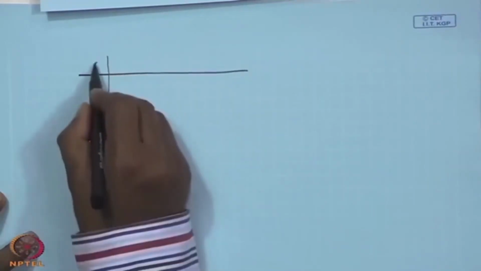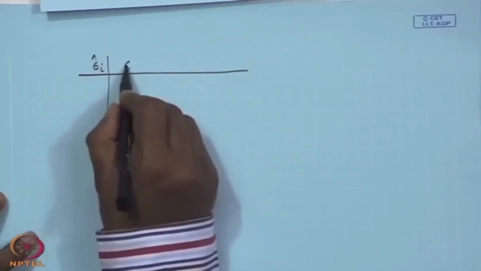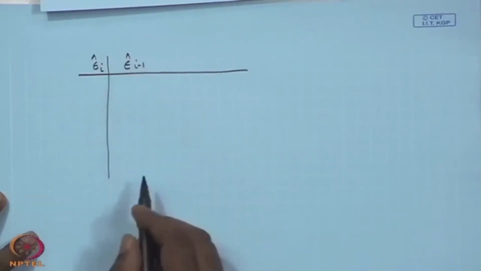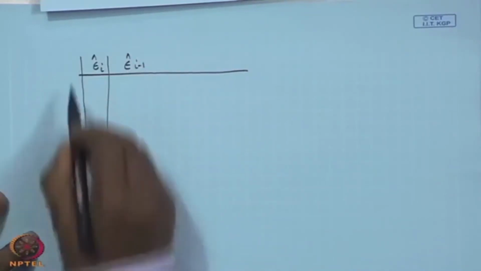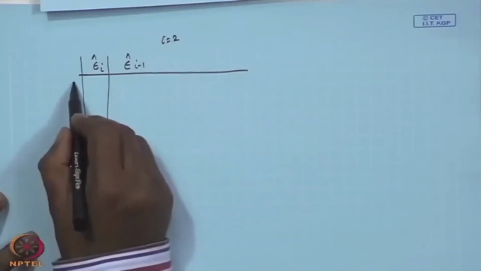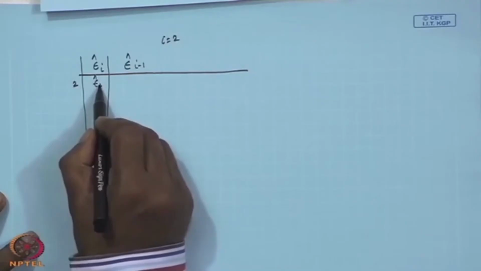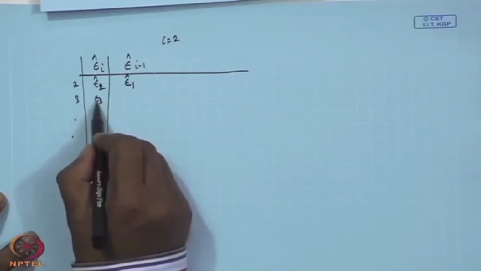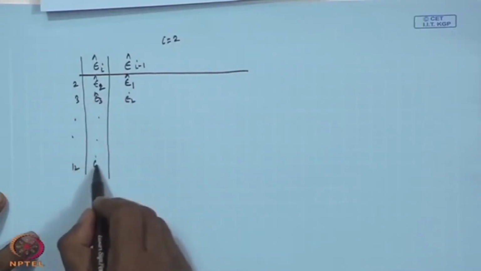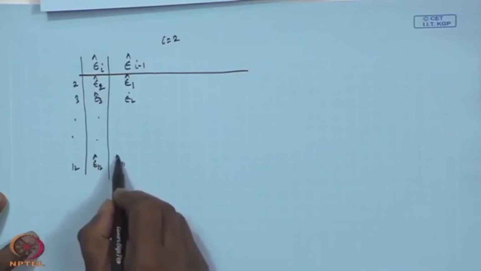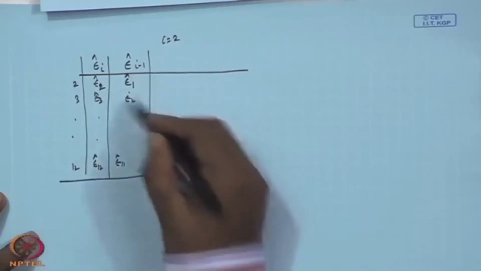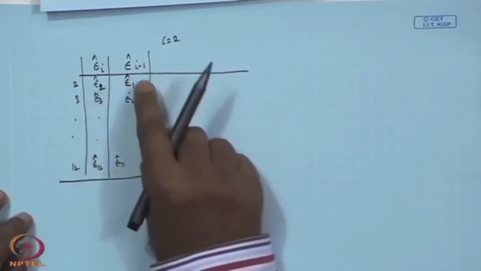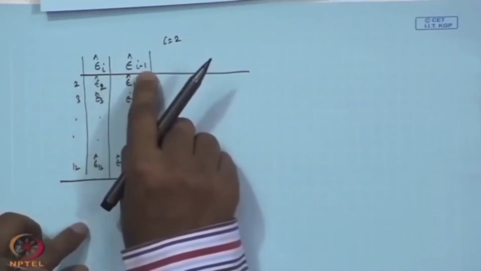All of us know the correlation part also. Suppose this is epsilon i and this one is epsilon i minus 1. When i equal to 2, this will be 2 and this will be 1. Then this will be 3, this will be 2. Ultimately this will be 12, this will be 11. So if there is correlation, for different values of i you can think of that i minus 1 we have given here.